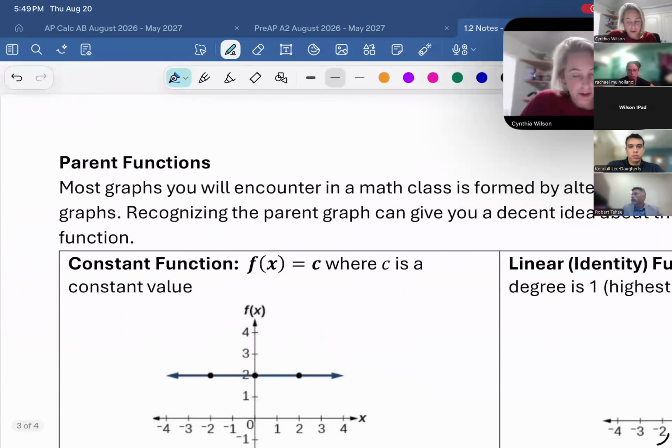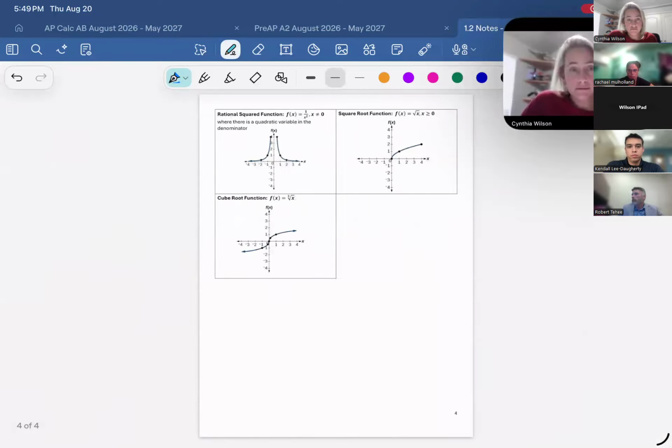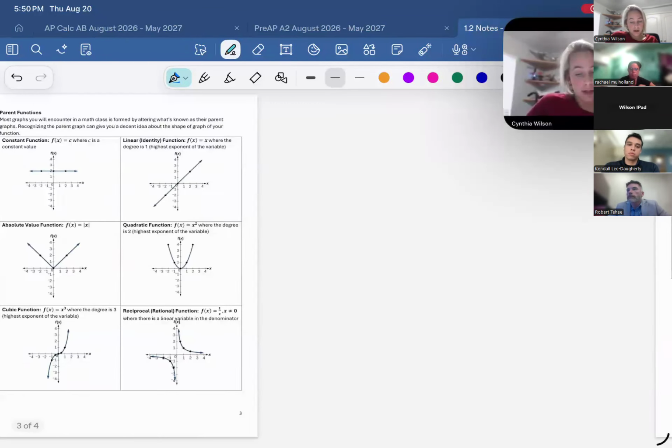Okay, let's flip the page. Guys, we are literally almost done. So, this is going to be a really good resource for you, kind of having a chart of the different types of functions you're going to see. All right, so for this class, we're going to see 9.